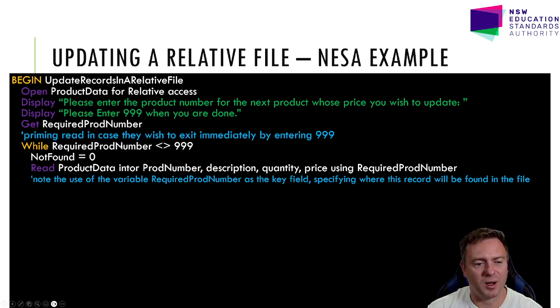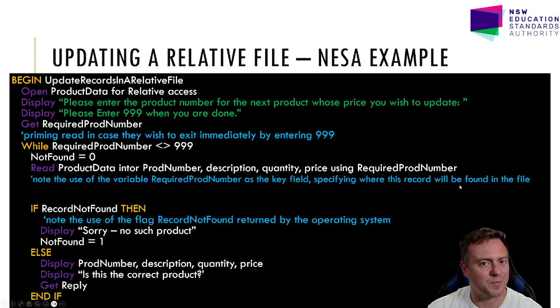So while required product number is not equal to 999, not found is equal to 0, read product data into product number, description, quantity, price, using the required product number. So again, this "using" word at the end is talking about the key. Note the use of the variable required product number as the key field, specifying where this record will be found in the file. So if record not found, then note the use of the flag record not found returned by the operating system again. So display, sorry, no such product, and then not found is equal to 1.